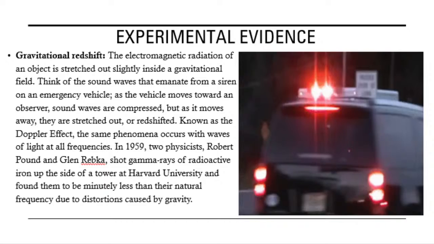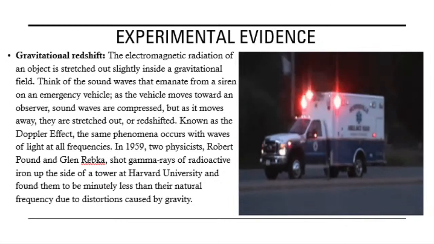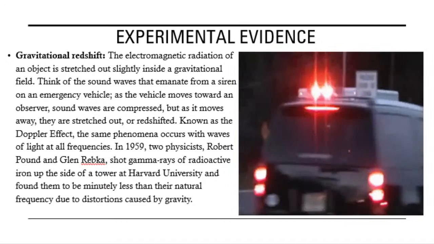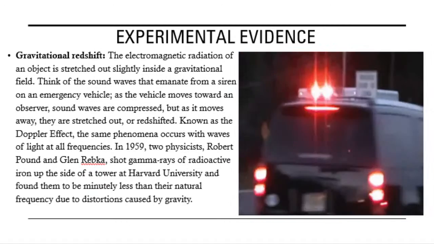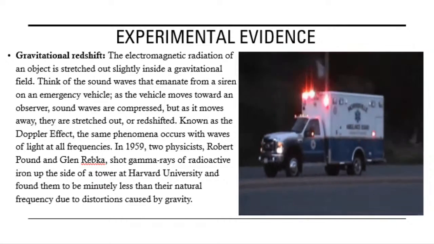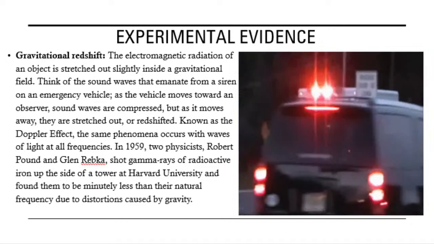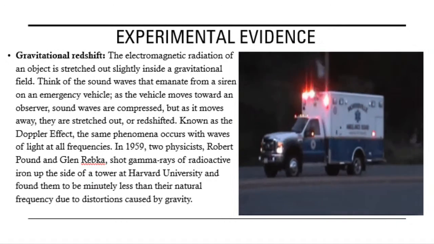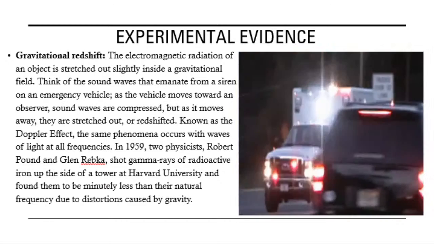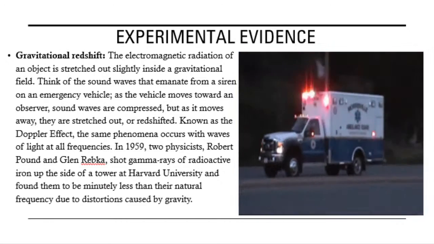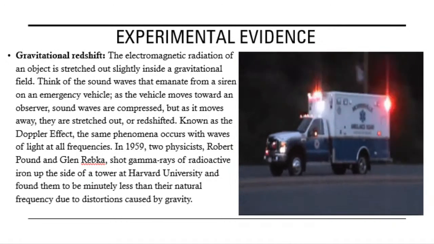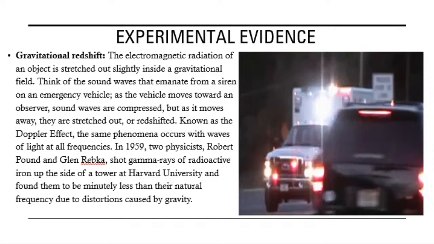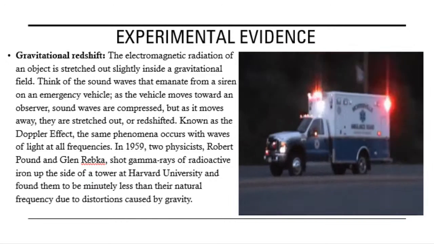In 1959, two physicists, Robert Pound and Glen Rebka, shot gamma rays of radioactive iron at the side of a tower at Harvard University. Yes, the famous Harvard University. And found them to be minutely less than their natural frequency due to distortions caused by gravity.